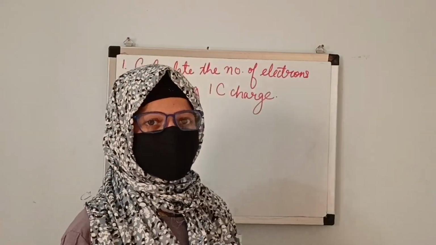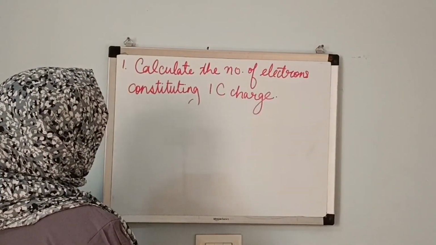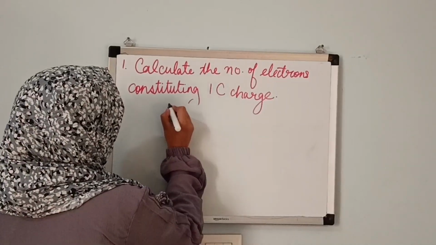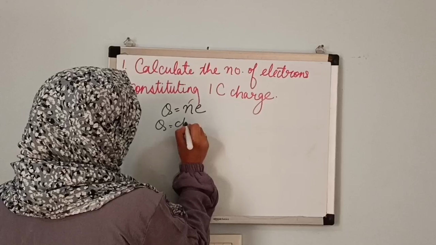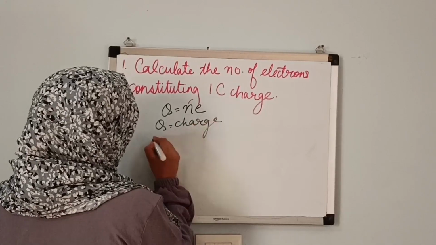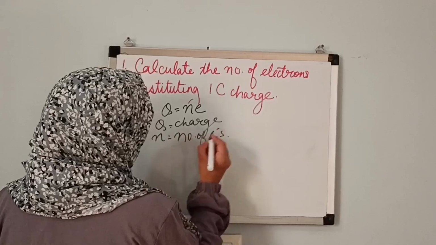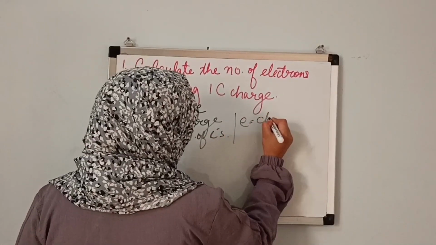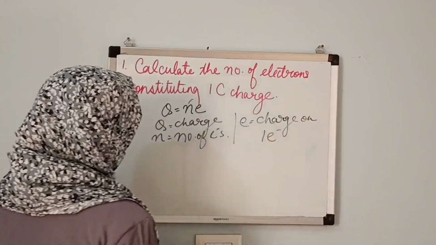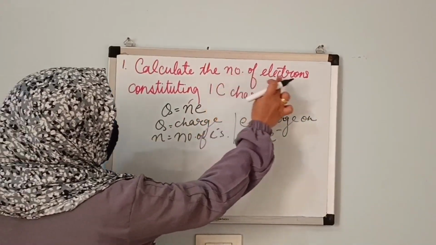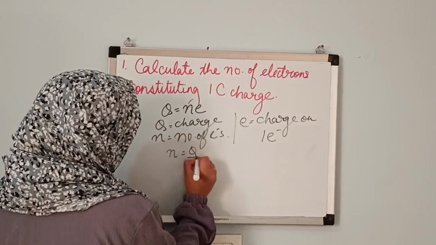आज हम लोग करने वाले हैं न्यूमेरिकल्स रिलेटेड टू द लास्ट टू क्लासेस। ओके, तो कैलकुलेट द नंबर ऑफ इलेक्ट्रॉन्स कंस्टिट्यूटिंग 1 कूलम चार्ज। सो वी ऑलरेडी नो दैट Q is equal to NE, where Q is the charge, N is the number of electrons and E is charge on one electron. Okay, so here you have to find out number of electrons, that is N. All right, so N is equal to Q by E.